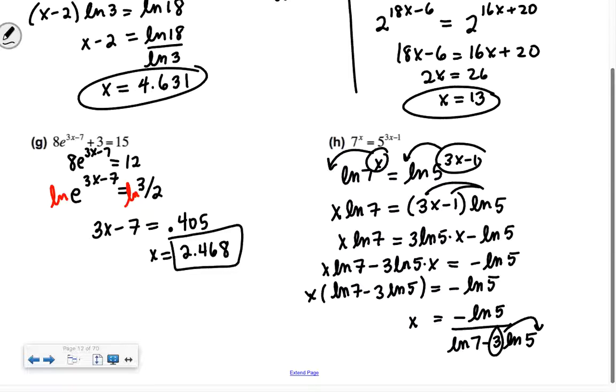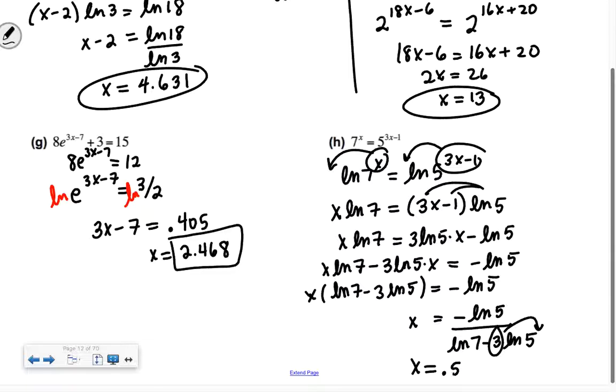Isn't that messy? So that is why I am okay with finding the decimal answer, because that's a lot of stuff for me to grade. So I think teachers are okay with the 3 decimals as well. So we do get 0.558.